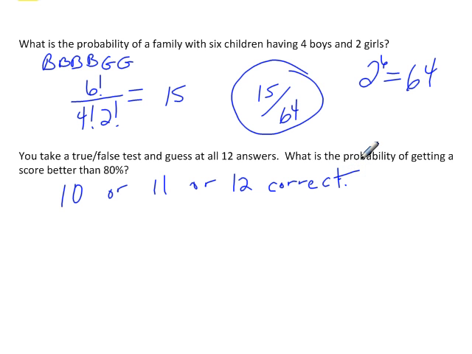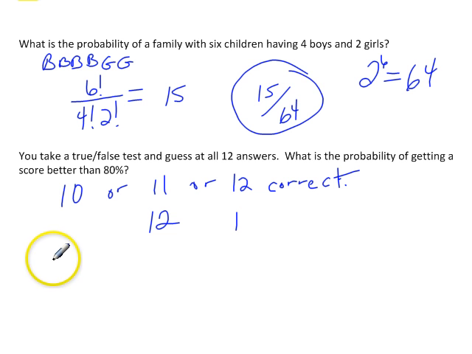So right now we're looking for the favorable number of outcomes. To get all 12 correct, there's only one way to do that, and that's just to have them all right. To have 11 correct, that means you only miss 1. So we know that there's 12 ways to do that because you could miss question 1, you could miss question 2, you could miss question 3, and so on all the way to question 12. So there's 12 ways for that to happen.